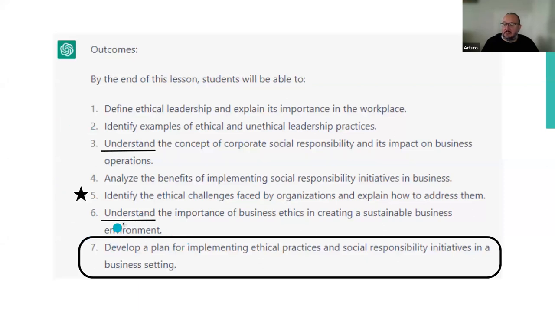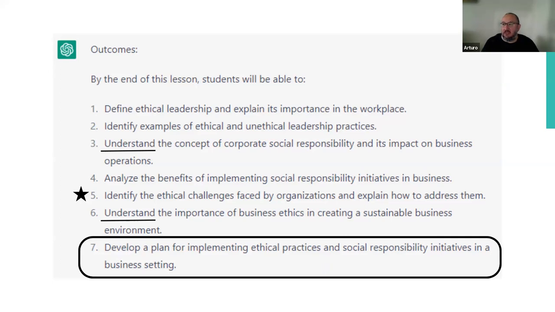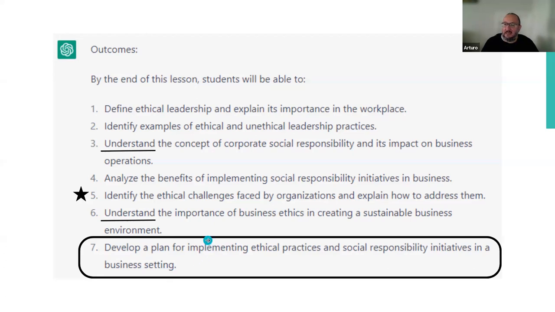The other thing that I noticed is that the model also created an outcome, number 7, develop a plan for implementing ethical practices. So it's already giving you an idea of how you could assess this knowledge, and this is without me prompting it at all. That was pretty impressive for the model to identify an outcome based on something that you would potentially assess for this lesson.